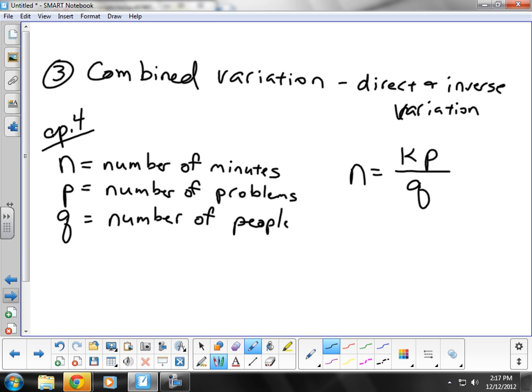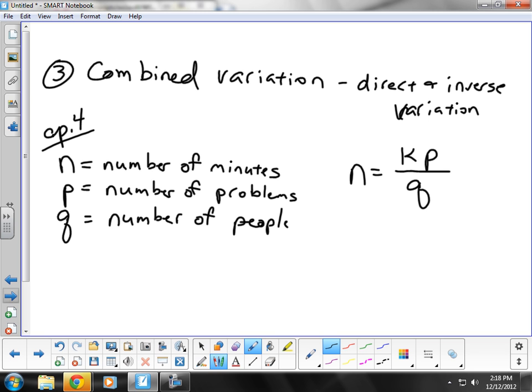I do that just to keep me from using that for a variable. You know what I'm saying? You can call it, some books use C, some books use other letters. In this book they use K, and I just go ahead and use K consistently. Yeah, got to have a constant of variation in there.